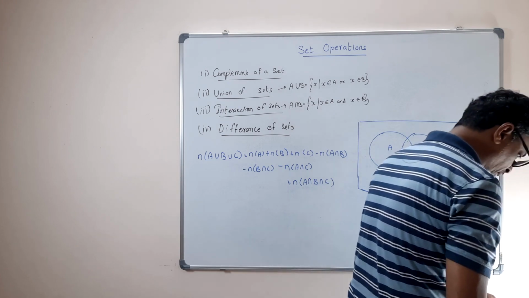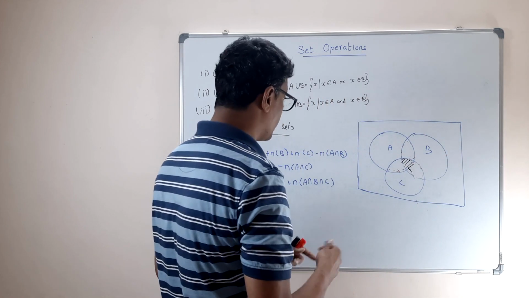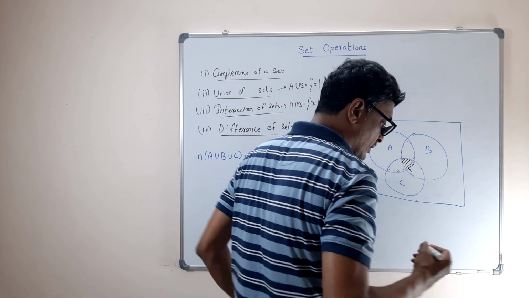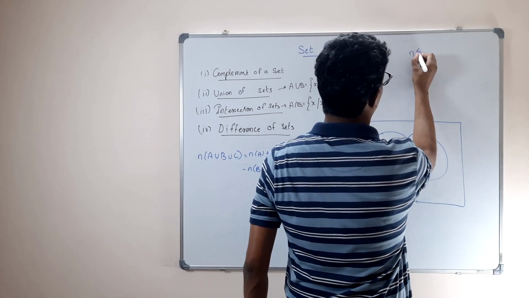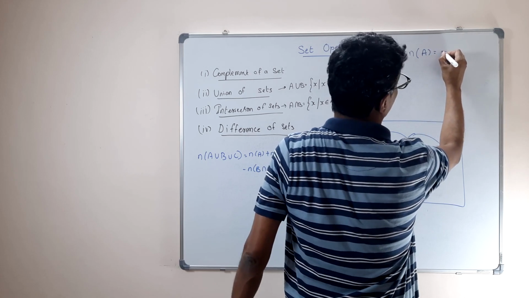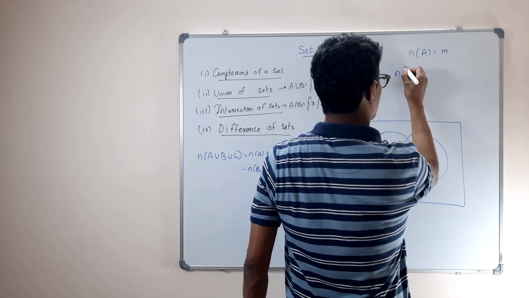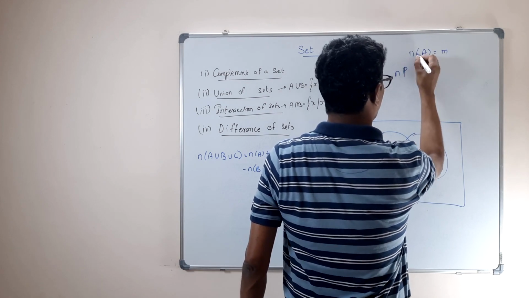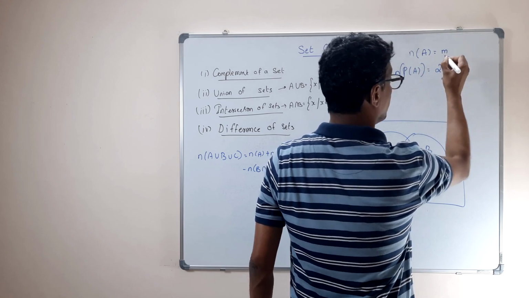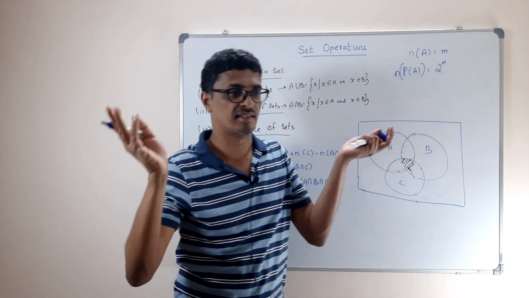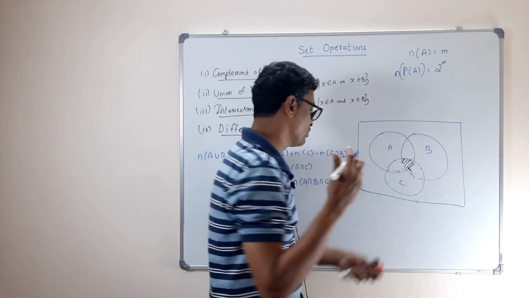Yeah. Okay. This property I am not going to prove. You remember yesterday we said something about a power set. Suppose we have a set A, and the cardinality of the set A, let us call it M, then the cardinality of its power set, n of P of A. You know what a power set is? All possible subsets. You have a set A, all possible subsets. You remember we did that.